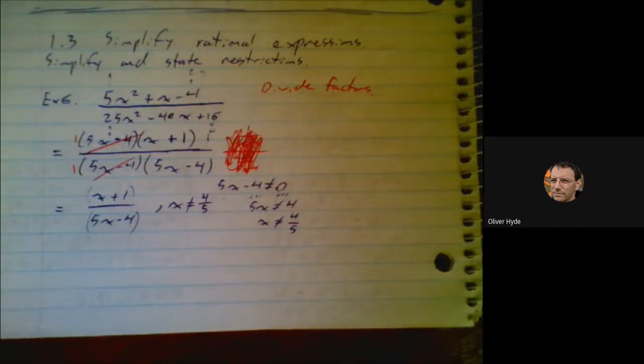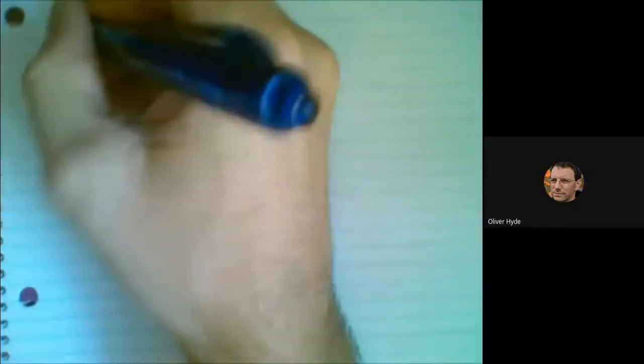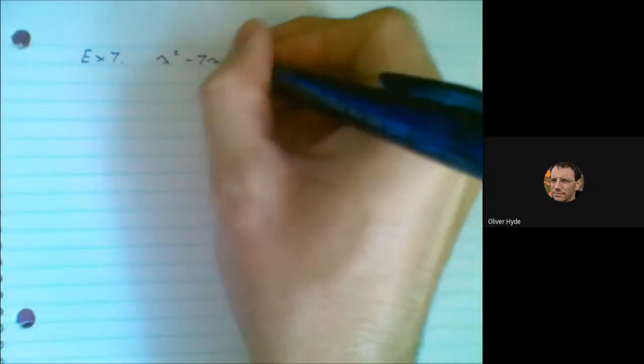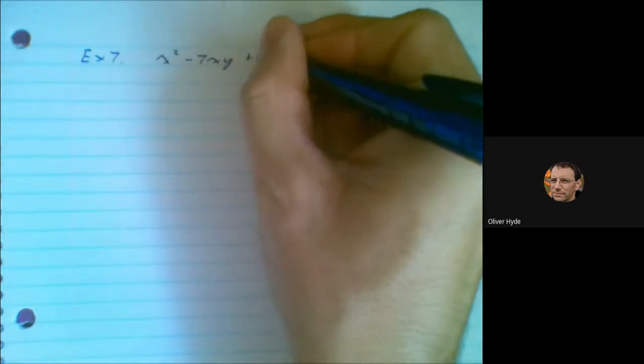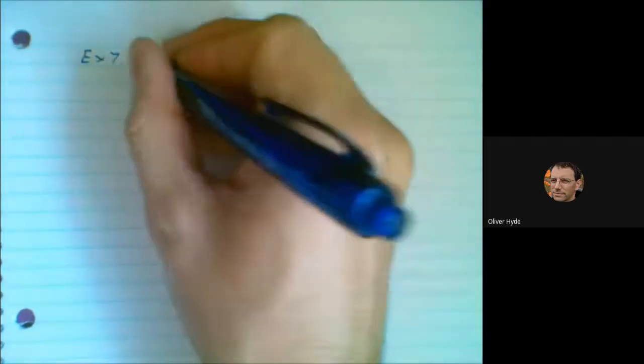Okay. Let's find another. Example 7 has multiple variables on it. It's not going to happen. I don't think it's in our curriculum, but it's definitely in our homework. And you'll be doing more advanced factoring like this in other classes as well.